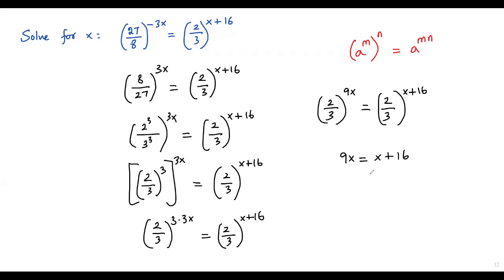Now we have to solve for x in this equation. For that, I subtract x from both sides. When I do so, the positive x and negative x cancel out. 9x minus x on the left side gives me 8x. On the right side we have 16. To solve for x, I divide both sides by 8. When I do so, this 8 will cancel out. I'm getting x equals, when I divide 16 by 8, 2. So I have solved for x. The value of x in the given equation is 2.